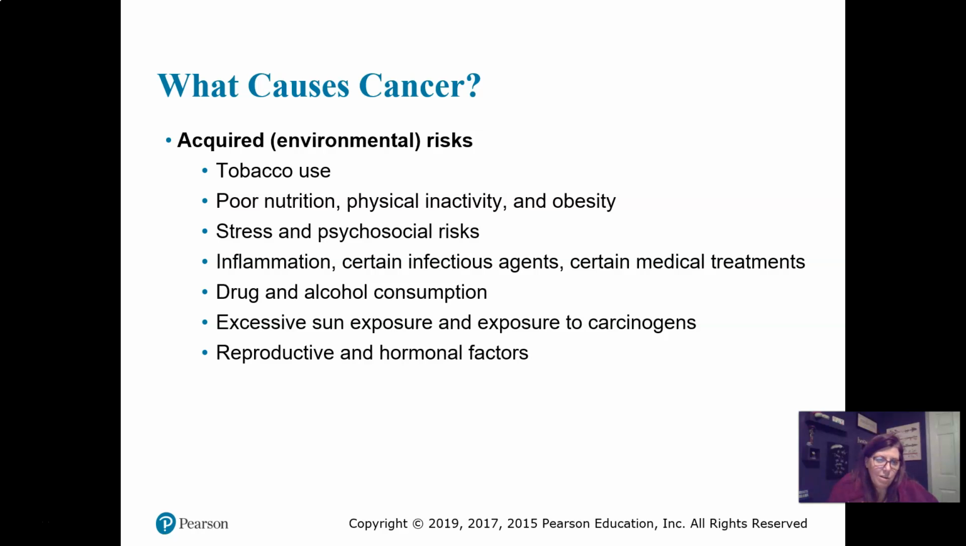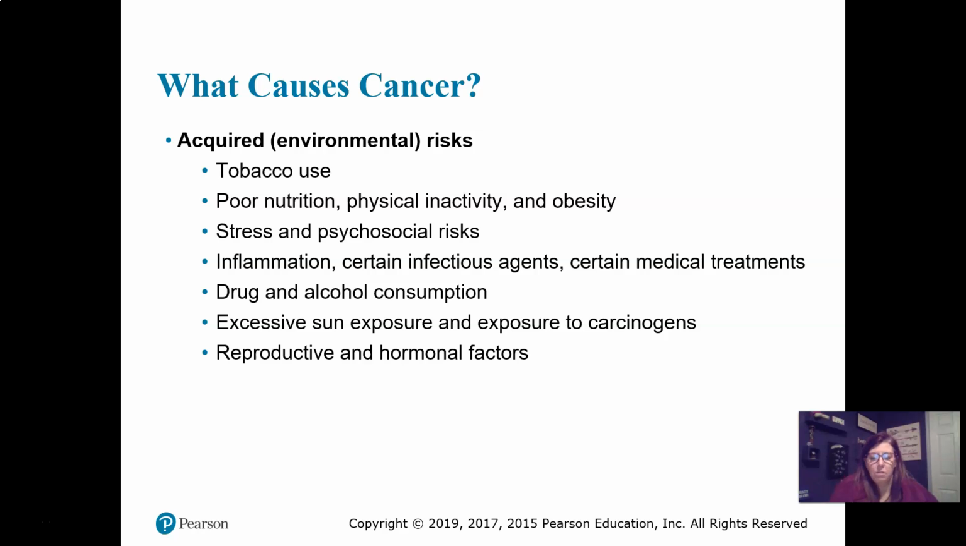Causes of cancer are generally divided into two categories of risk factors, hereditary and acquired, or environmental. Many factors are believed to contribute to cancer development. Carcinogens are cancer-causing agents, such as chemicals in our food, the air that we breathe, the water we drink, and the homes in which we live.